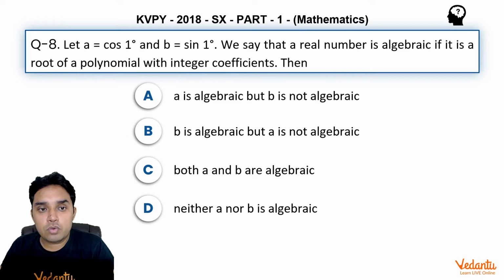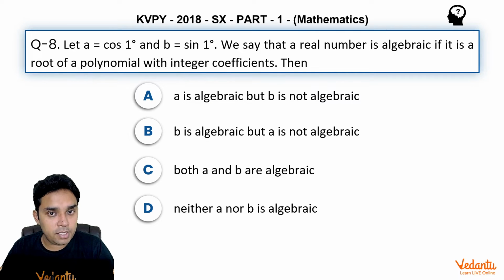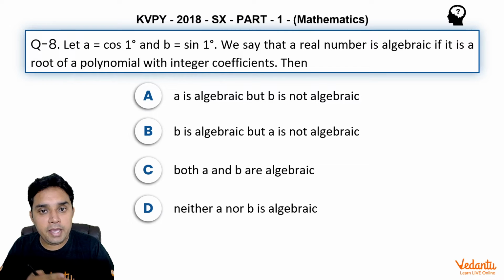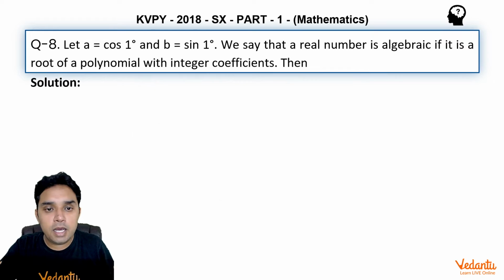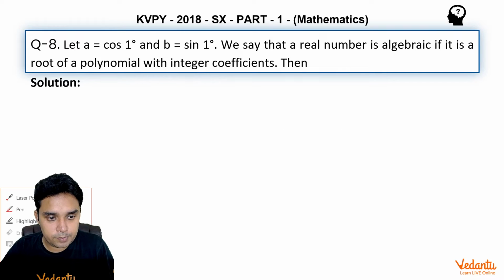Let A equal cos 1 degree and B equal sin 1 degree. We say that a real number is algebraic if it is a root of a polynomial with integer coefficients. Then we are given four options asking whether A is algebraic, or B is algebraic, or both, or none. Let us see how to solve this question first.